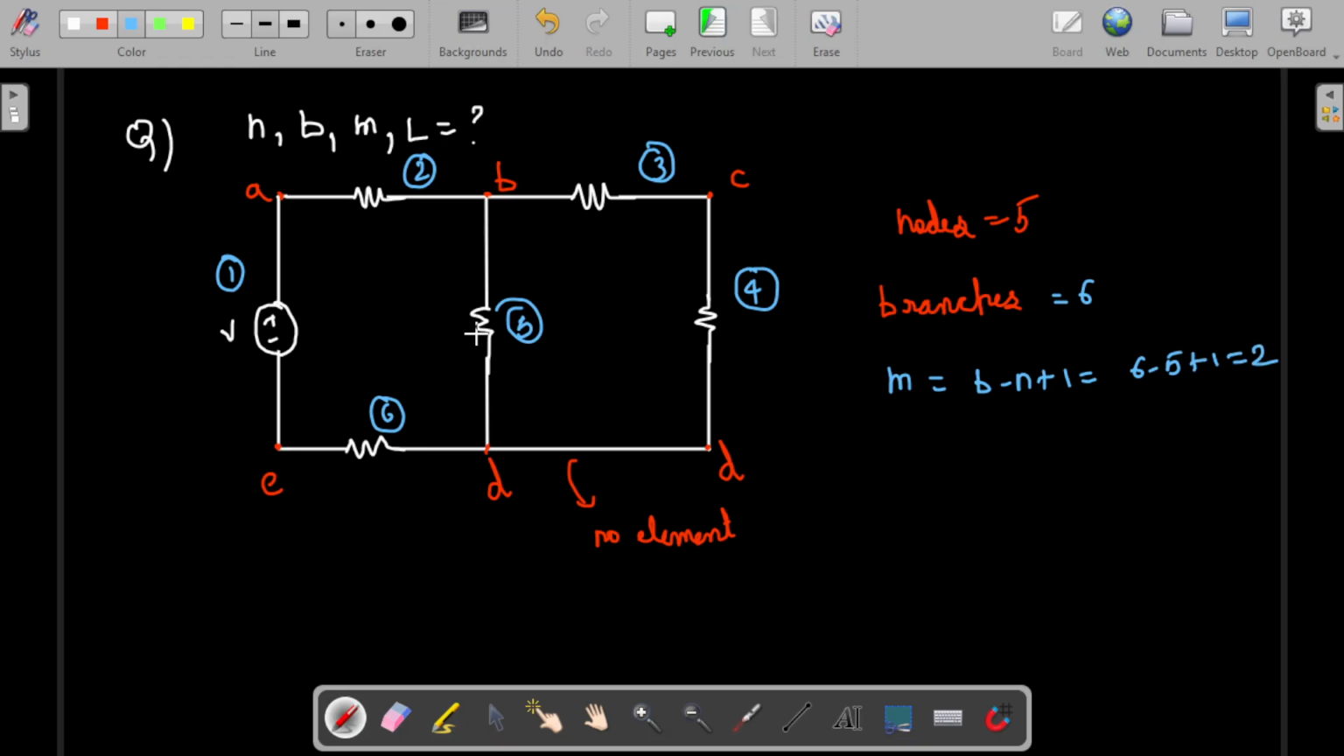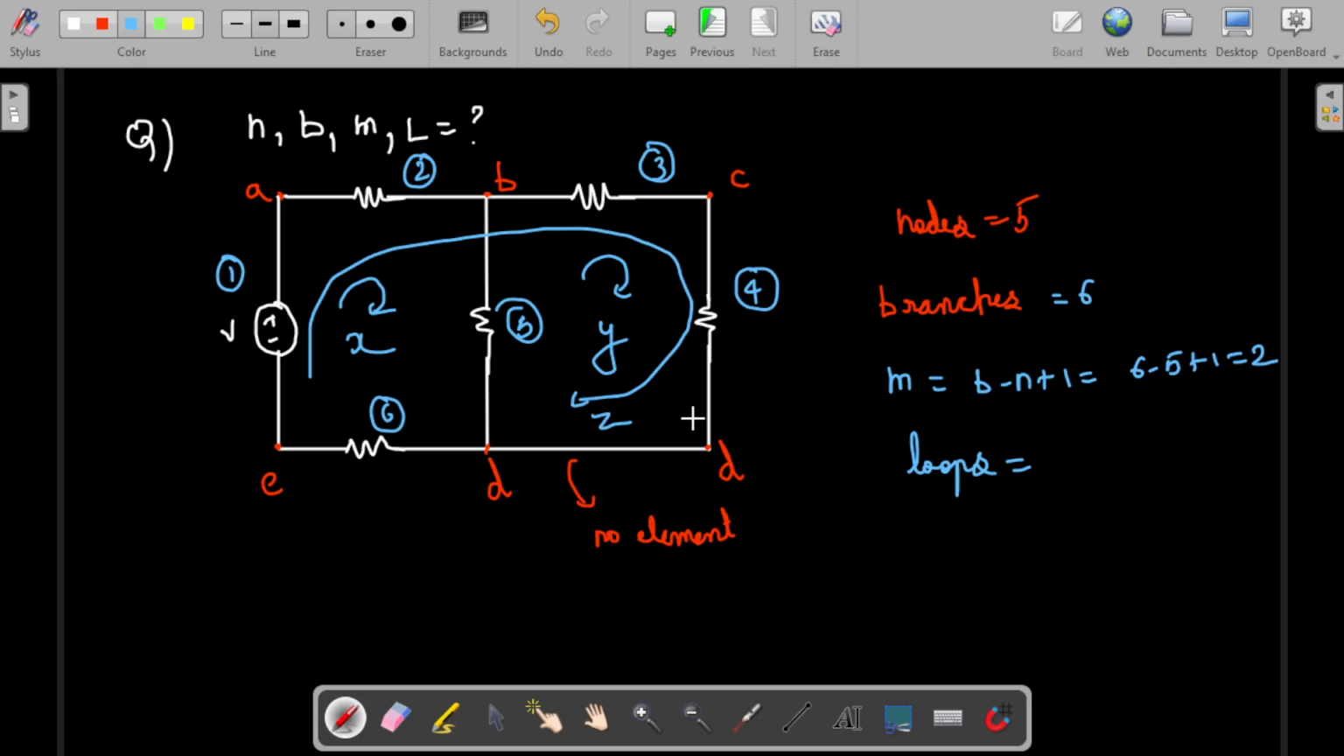If you see, the 2 meshes are this one and this one. This is one mesh and this is one mesh, that is X and Y, so there are 2. How many loops are there? X and Y are loops, and this whole outer path is one loop, that is Z. So there are 3 loops. This is how the nodes, branches, meshes, and loops can be found for the circuit.